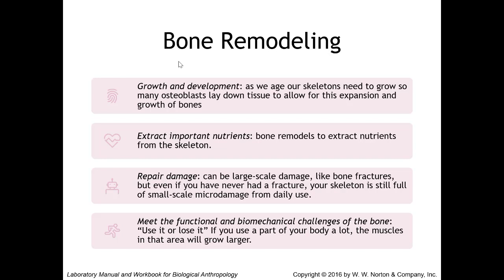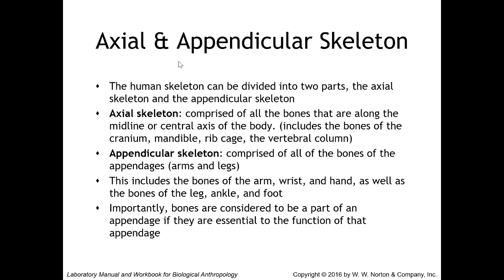Now, the last thing we need to talk about is how do we talk about bones? How do we describe bones and discuss them? And it's going to be very, very important for you guys to know going forward. So we split up the body into two sections. The skeleton is divided into two parts, our axial skeleton and our appendicular skeleton. Our axial skeleton is comprised of all the bones that are along the midline or the central axis of the body. So this is the bones of the cranium, the mandible, the rib cage, and the vertebral column.